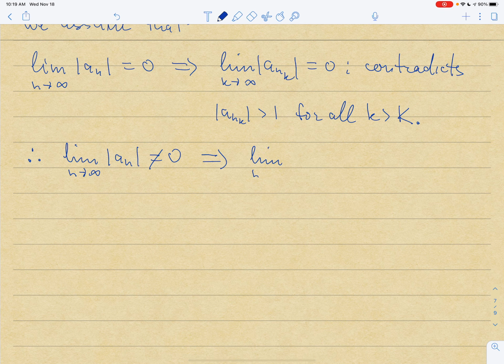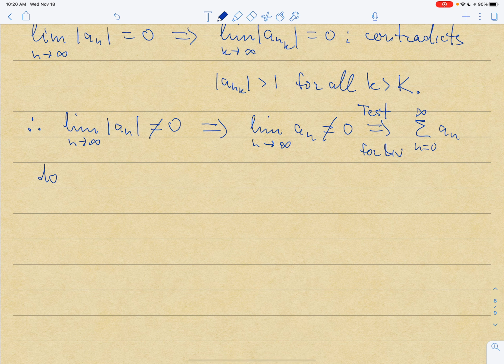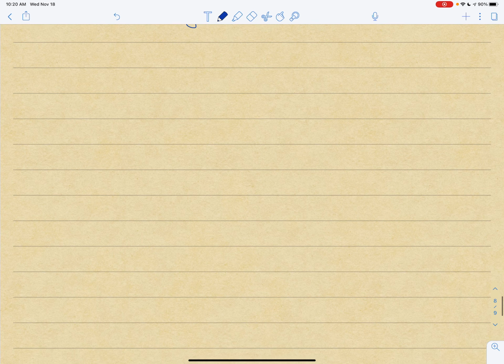So the limit as n goes to infinity of an is not equal to 0, and therefore, by the test for divergence, we conclude that the series from 0 to infinity of an does not converge. Right, it either goes to infinity or it oscillates. So that's item number 2, and then item number 3.